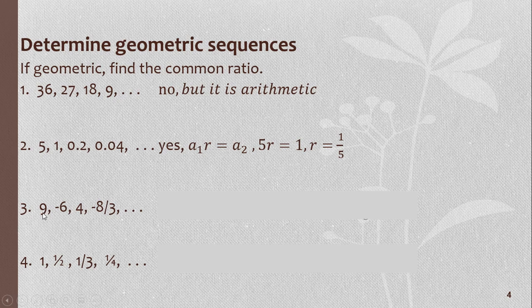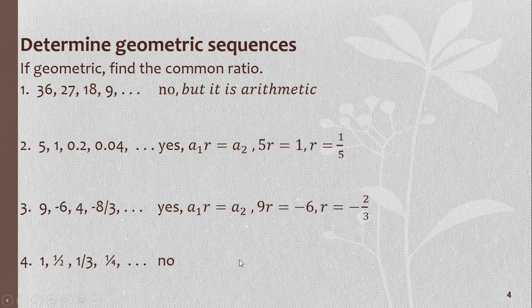9 times negative 2/3 would give me negative 6. Negative 6 times negative 2/3 would give me 4. 4 times negative 2/3 would give me negative 8/3. So yes, that is a geometric sequence with my ratio of negative 2/3. Here I've got 1, 1/2, 1/3, 1/4. I see a pattern, but it is not a common ratio, so it's not geometric.